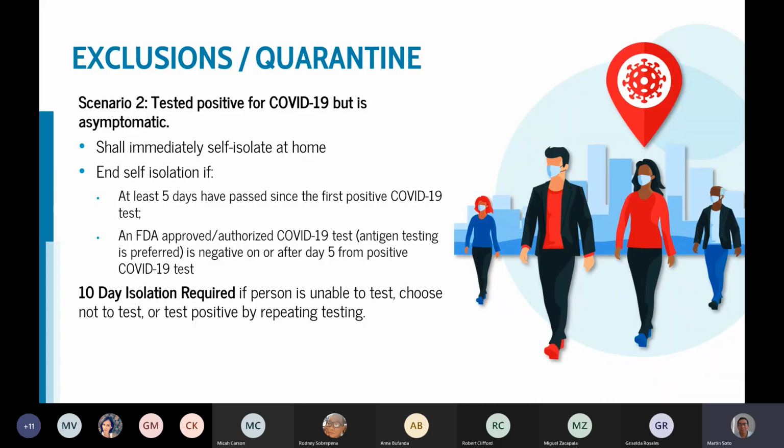Scenario number 2. A person tests positive for COVID-19 but is asymptomatic. You don't show symptoms. This person shall immediately self-isolate at home. You can end your isolation when these 2 things occur: at least 5 days have passed since the first positive COVID-19 test, and an FDA-approved authorized COVID-19 test, antigen test preferred, is negative on or after day 5 from your positive test. Again, if you choose not to test or you're unable to get a test, then you have to wait the 10 days.